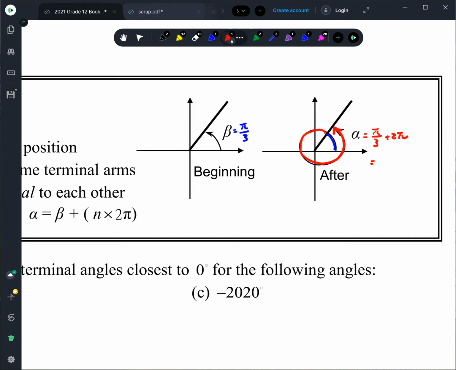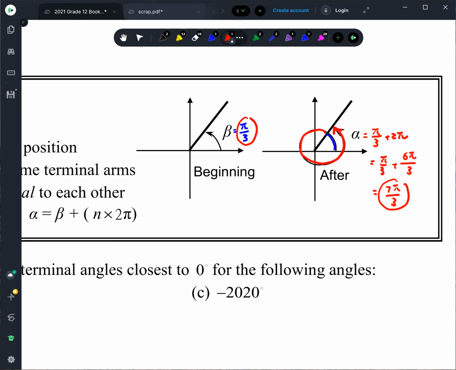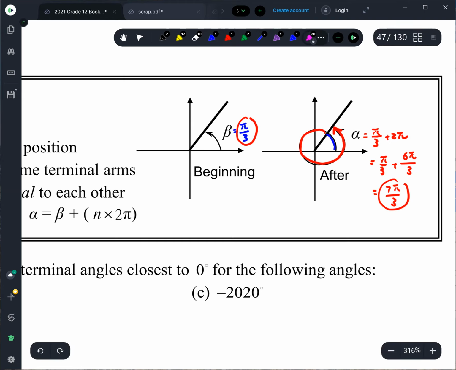How do you add pi over 3 plus 2 pi? You need to get a common denominator, just like the way you learned fractions. So pi over 3 plus 6 pi over 3, common denominator, so that gives you 7 pi over 3. So the 7 pi over 3 and the pi over 3 are called coterminal angles because they both stop at the same place. Make sense? So that's the meaning of coterminal.